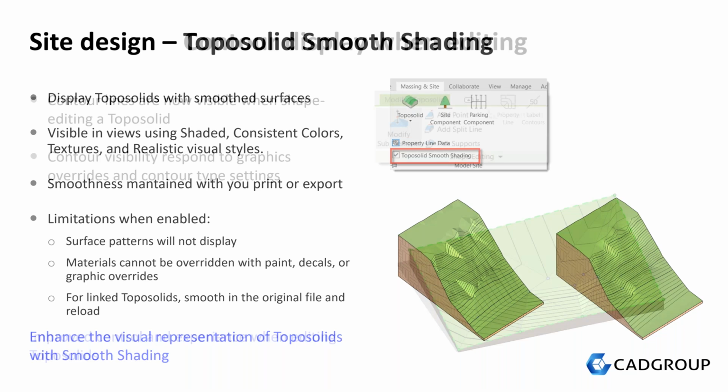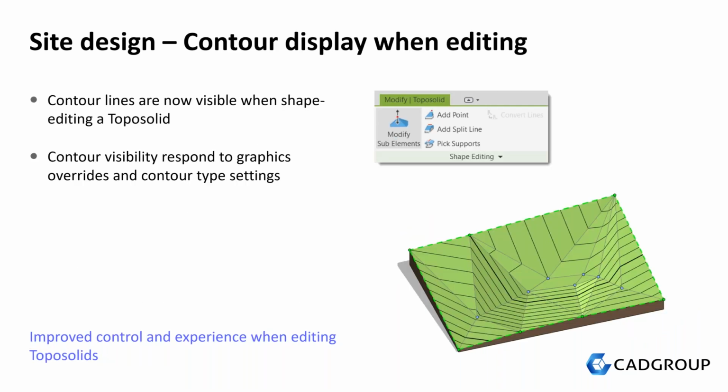So let's discuss contour display when editing. Contour lines are now visible in slab shape editor mode even if they are invisible in the view, enhancing the editing experience. Previously, contour lines were not visible in toposolid editing mode. The display of contours responds to visibility graphic overrides and the contour setting in toposolid type properties. In essence, these improvements offer enhanced control and experience when editing contours.